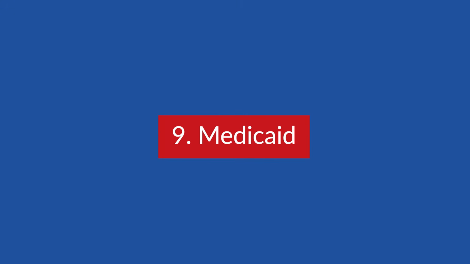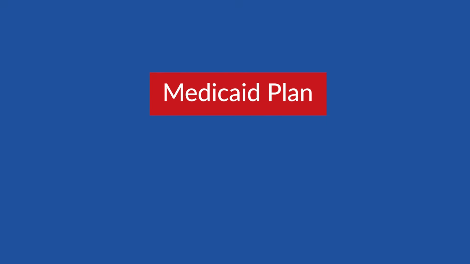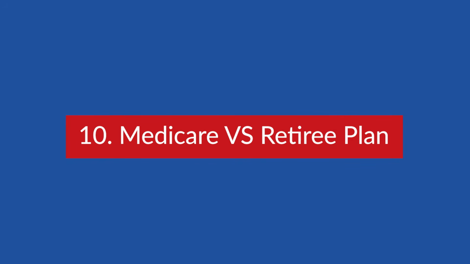Number 9, Medicaid. Medicaid is an insurance program provided by the government. Sometimes people who are enrolled with Medicaid also have private insurance as well. If the patient is covered by Medicaid, it is almost always secondary to any other private dental plan they may have.